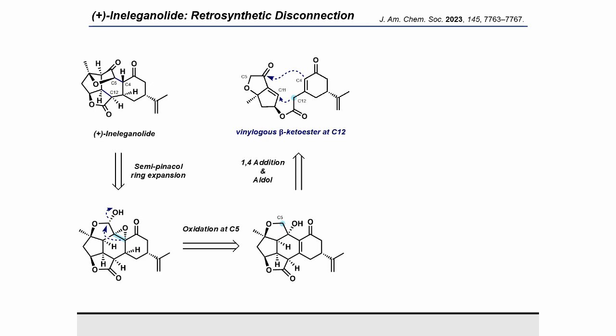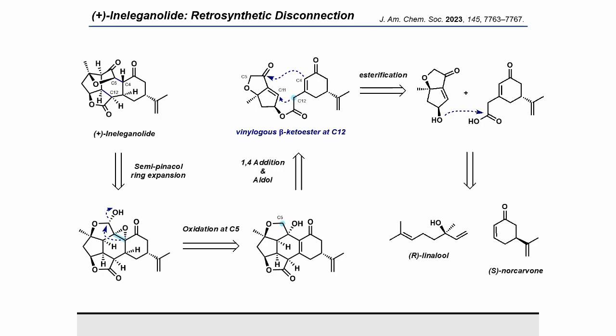Our precursor could be disconnected through an esterification of 2 fragments, setting us up for a convergent synthesis. These could be derived from the chiral pool, utilizing linalool and norcarvone as simple building blocks.